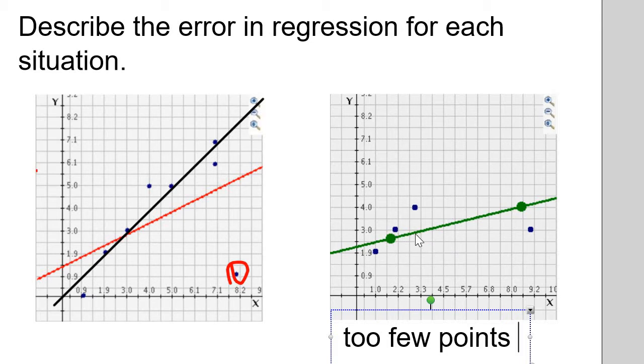Well, will it be a curve? We're missing some important information right here. What are those dots that are missing? So that's why this is not a really good trend line. It's because we have too few points for it.